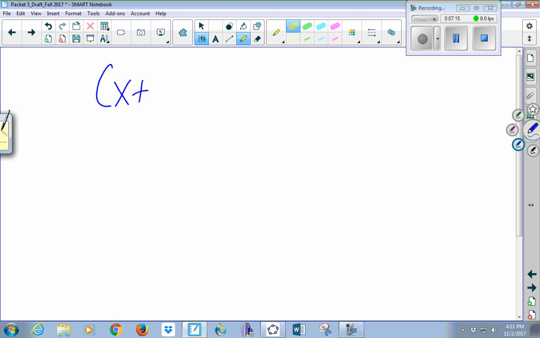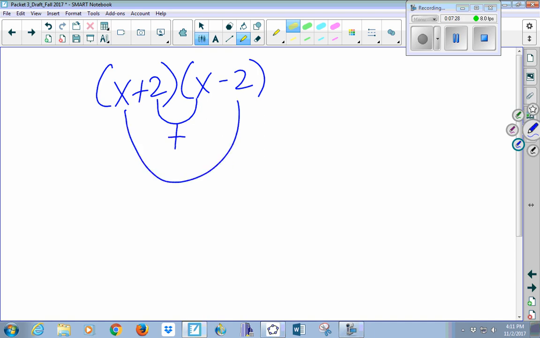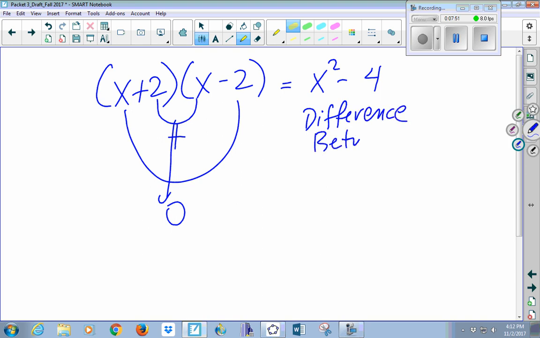If you had two factors that look like this, do you remember that when you see two factors that look like this, your middle term and your outer term are opposite, so they just become 0. And what you end up with is your first term in each one, x, is squared. Your second term is 2, that gets squared. And because your operations here are addition and subtraction, you get minus. So this is often referred to as the difference, because of that subtraction, between two squares.